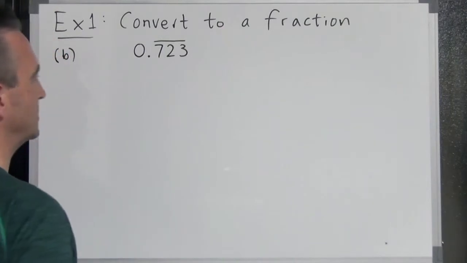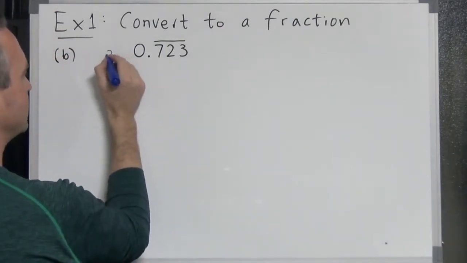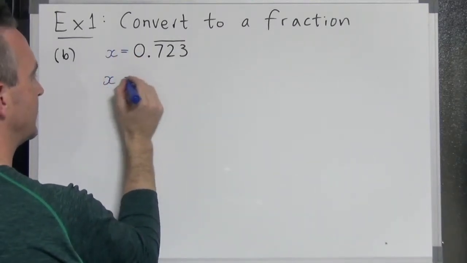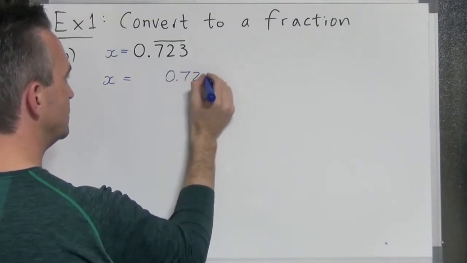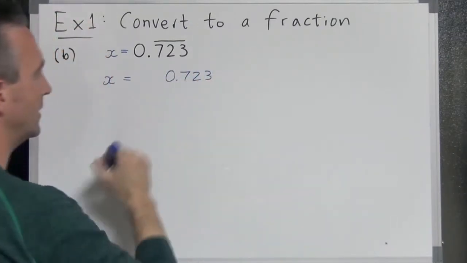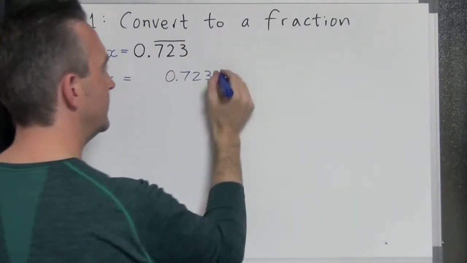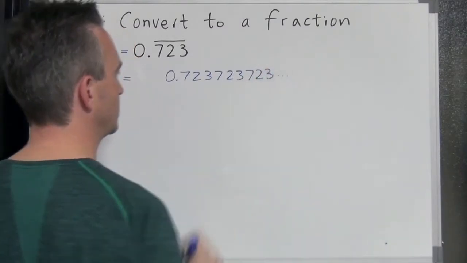So second example, let's call this one b, 0.723 with a bar on top. Once again, just going to call this x. And what does the bar mean? It means, let's write this out properly, leave a little space here, 0.723. And the bar is over the 7 and the 2 and the 3. So all three of those digits get repeated. 723, 723, write out a couple of cycles like so.